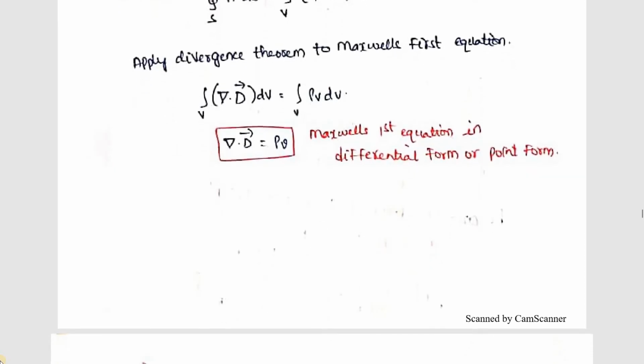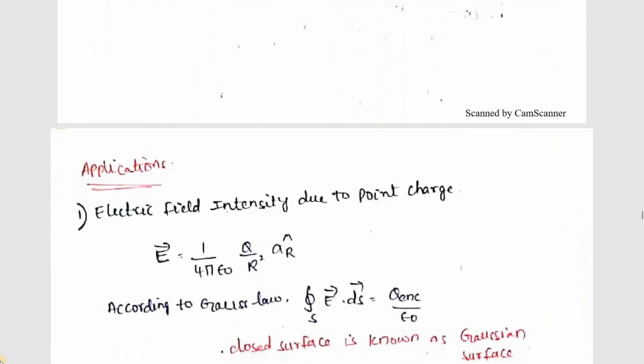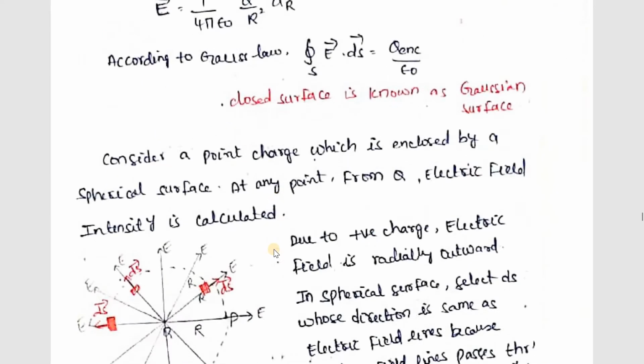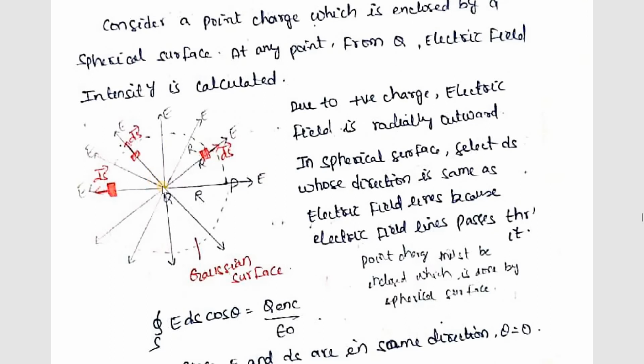Now we'll see some applications of Gauss law. The first application is electric field intensity due to a point charge. We know that E is equal to Q by 4 pi epsilon naught r square into AR, where AR is a unit vector. According to Gauss law, the integration over S of E dot ds is equal to Q enclosed by epsilon naught. Here we have to find the electric field intensity due to the point charge.